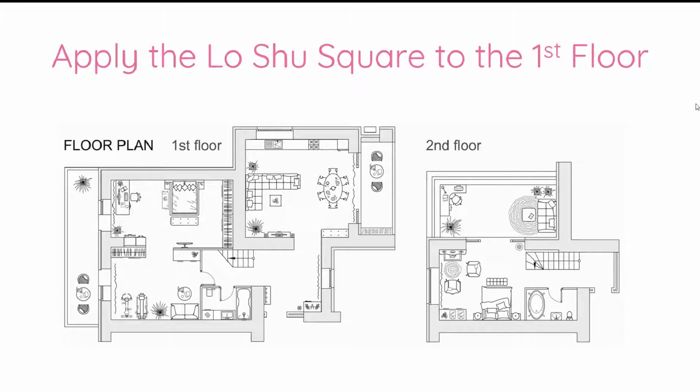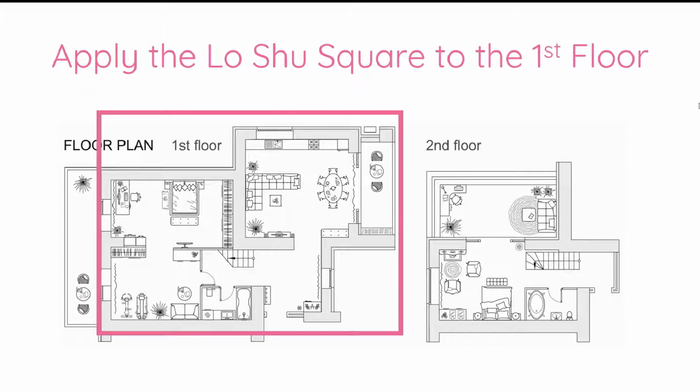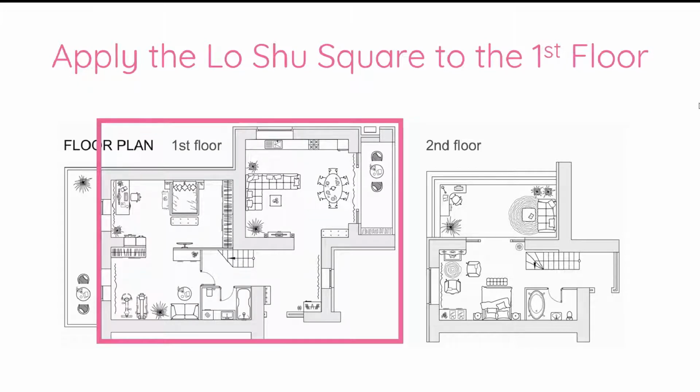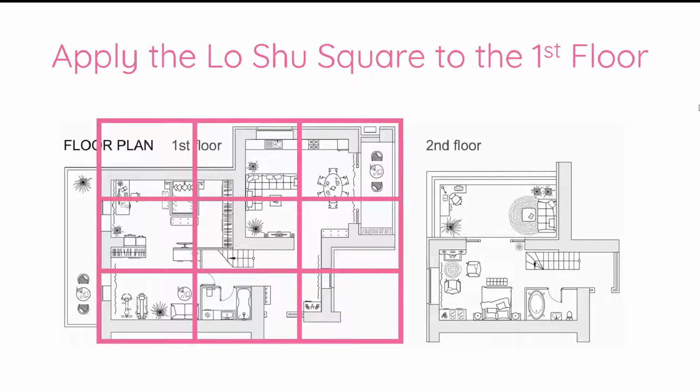We're going to simply apply a square all around the first floor, and we'll do that here. And then we're going to divide our house and our floor plan vertically and horizontally. So let's do that. You simply measure and divide by 3. So there we've got 9 equal squares.